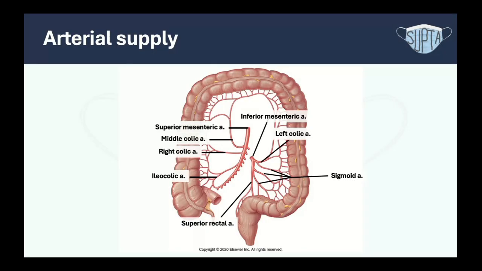Joe, do you want to help out? Yeah, is it collateral circulation? Or sorry, marginal. Earlier you were referring to the marginal artery of Drummond, right? Yeah. But what would a problem be with having this anastomosis? They could be prone to hemorrhage, or like this because it's a watershed area as well.